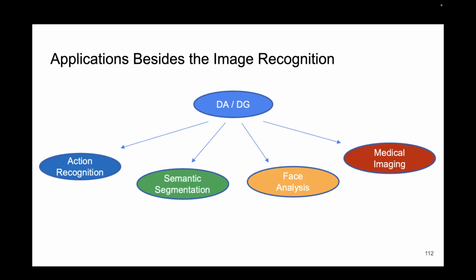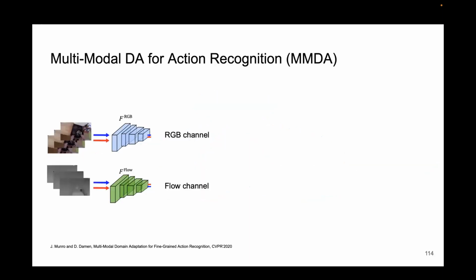The first one is action recognition. The second one is semantic segmentation. The third one is face analysis. And the last one is medical applications. Let's first touch base on action recognition. I would like to introduce two of the most recent and representative works. One is called multi-modal domain adaptation for action recognition.